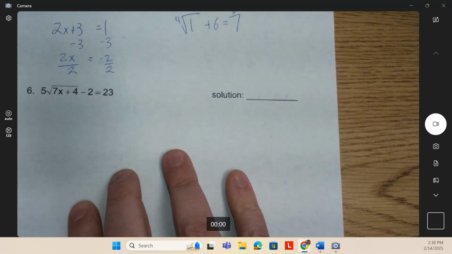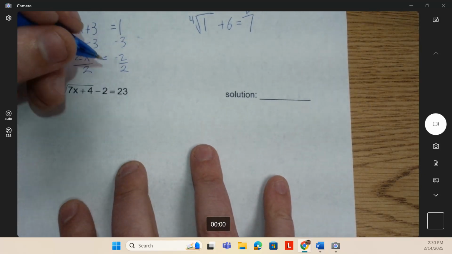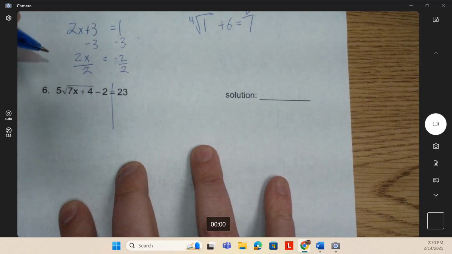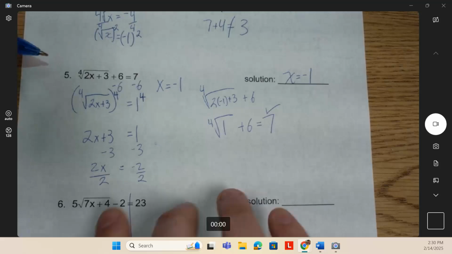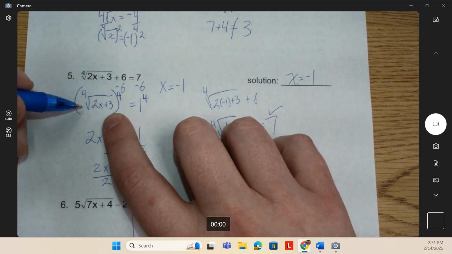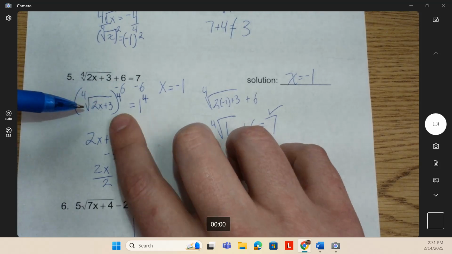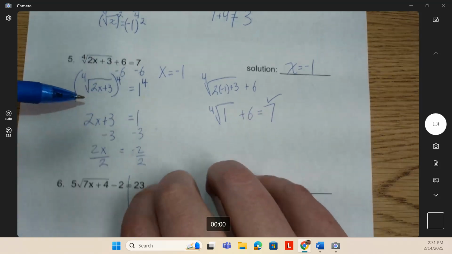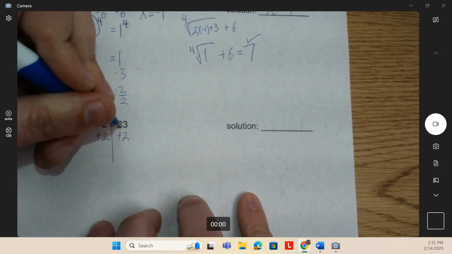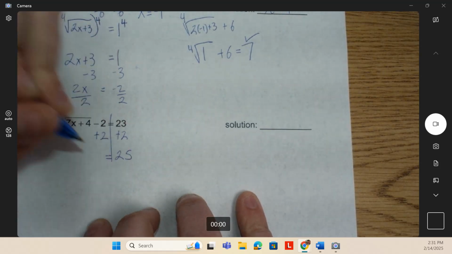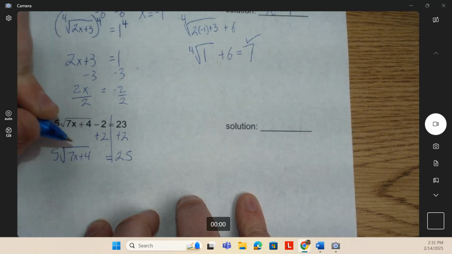And the last one on here, you're taking and putting every single step we've got together. So these are all just algebraic steps that you're doing. The only new concept of this is squaring both sides or doing it to the fourth root. Doing that type of thing as you're solving this. So when I do this, I'm going to add 2 to both sides. Gives me 25. And so 5 times the square root of 7x plus 4.